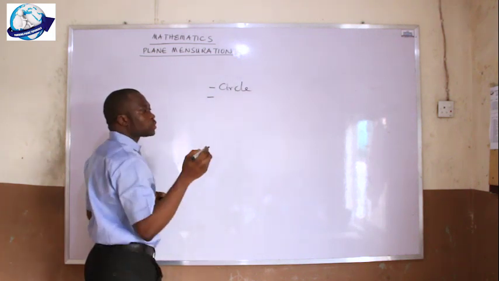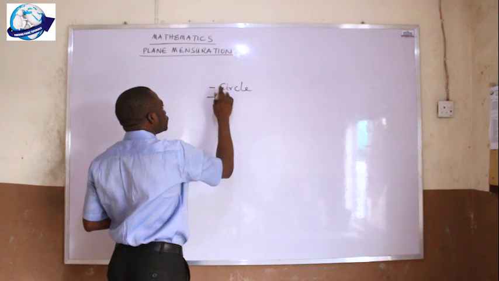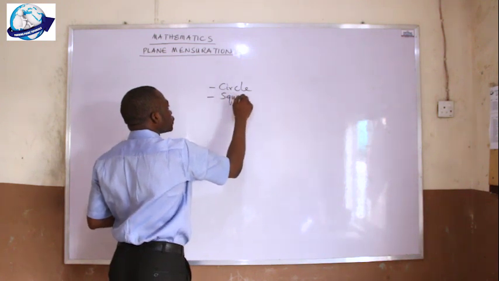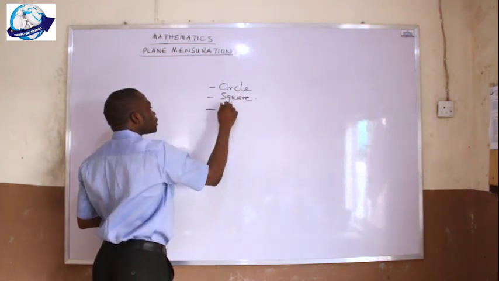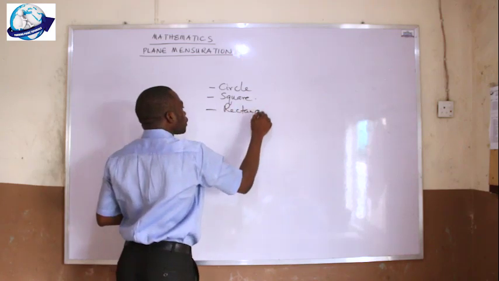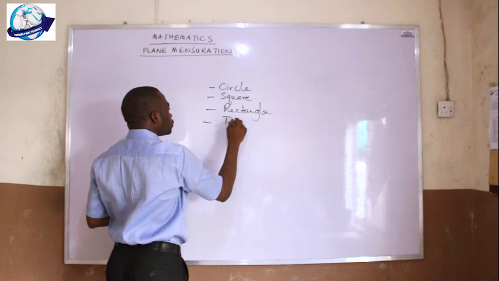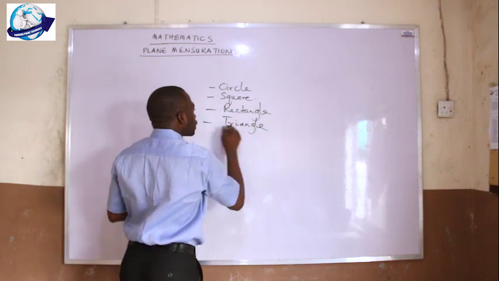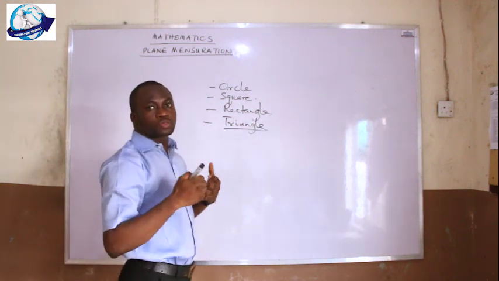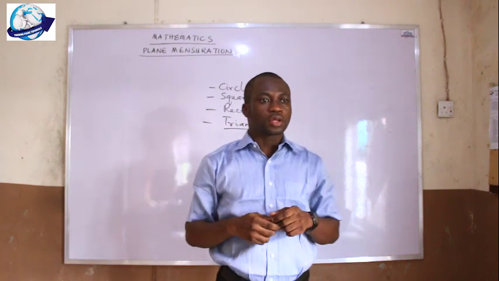Then we also talked about the square, and we did mention the rectangle, and we ended with the triangle. And for the triangle, remember I talked about Hero's formula, don't forget that.